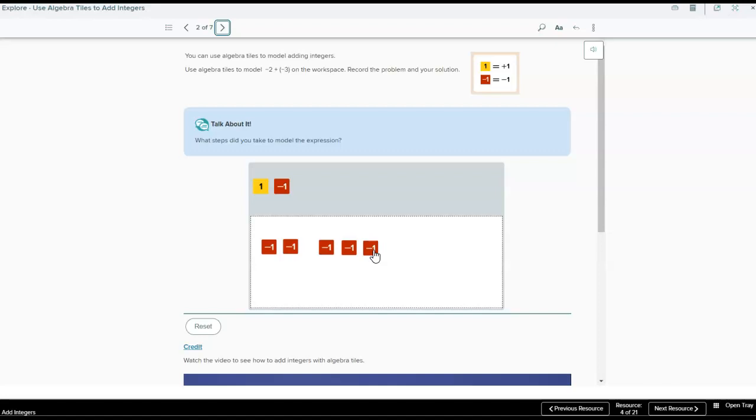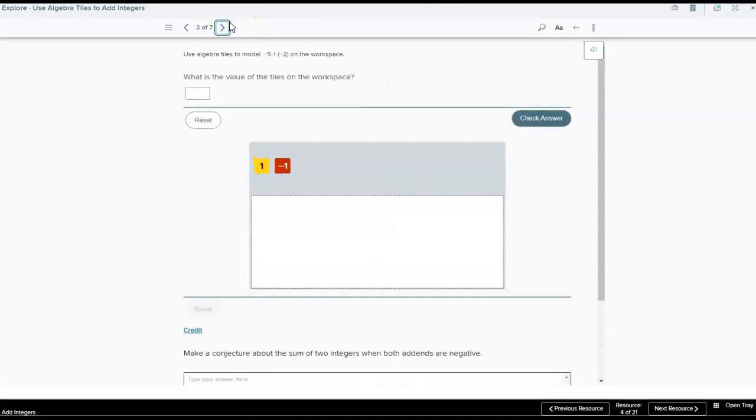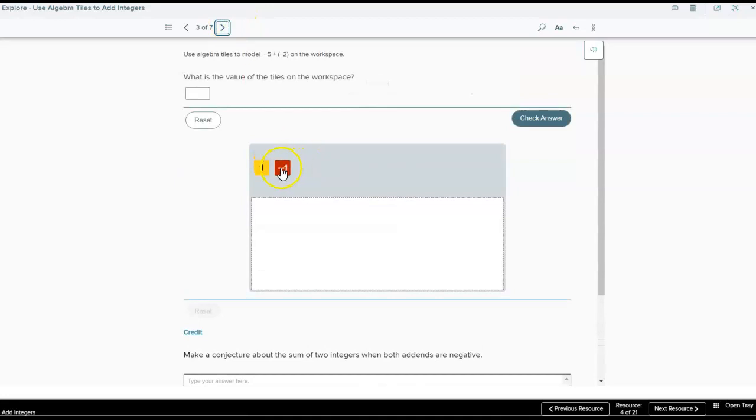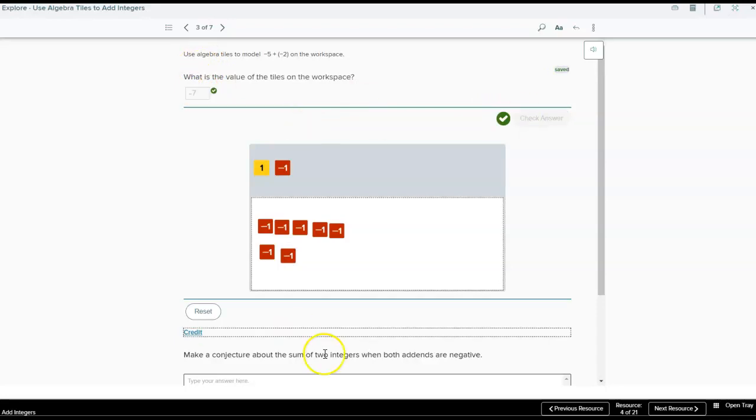So what would the solution be? If I have negative 2 plus negative 3, can you see that this would equal negative 5? And if we have negative 5 plus negative 2, then what does that equal? That would be negative 7.